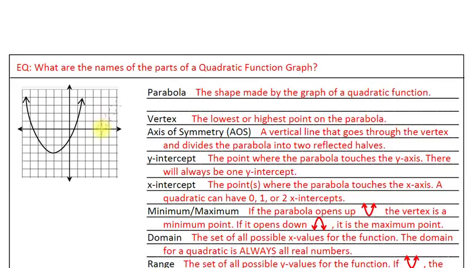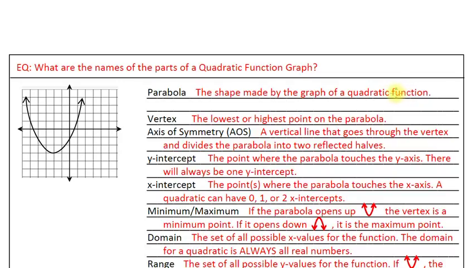I have an example, just an example of a quadratic graph. You can see it's graphing as a parabola. And actually that's our first definition, and that is, what is a parabola? A parabola is the shape made by the graph of a quadratic function. So you take any quadratic function and you graph it, it's going to be the shape of a parabola.